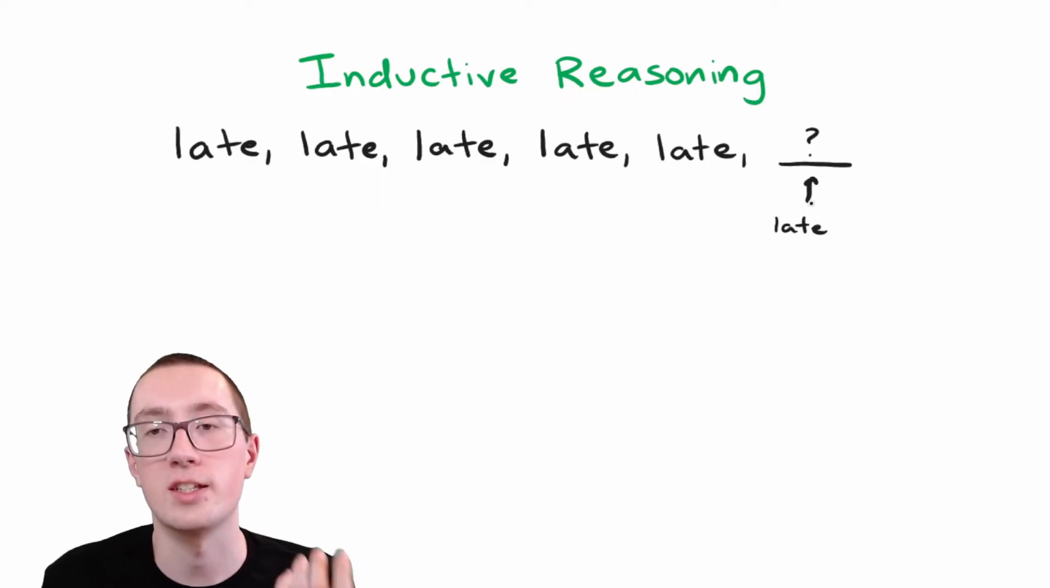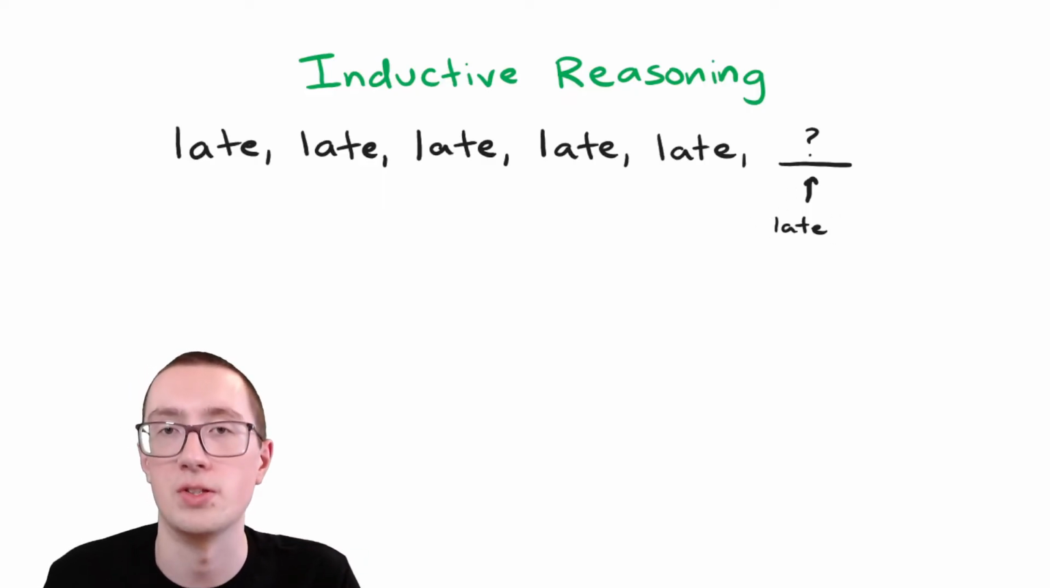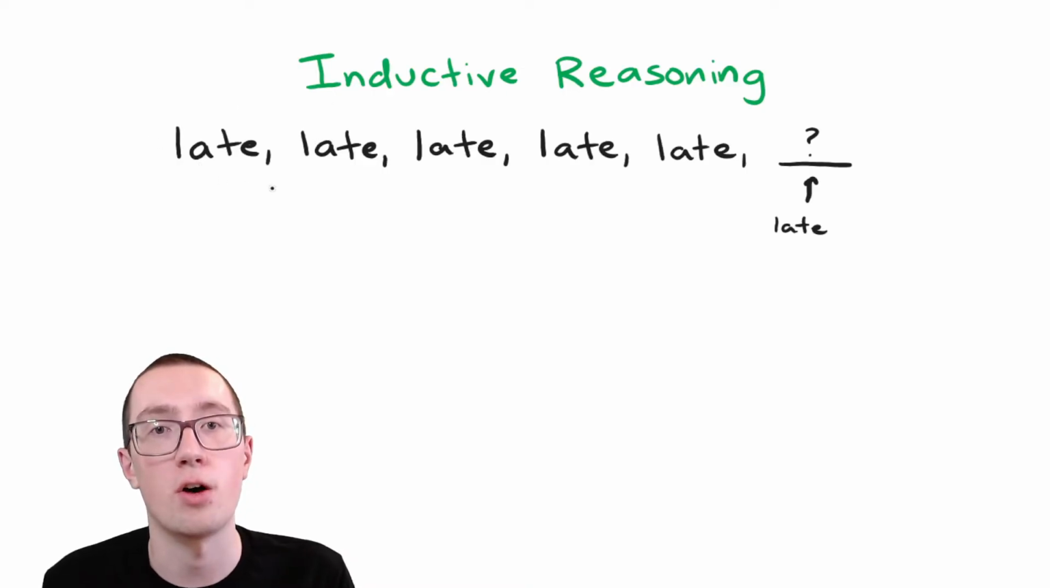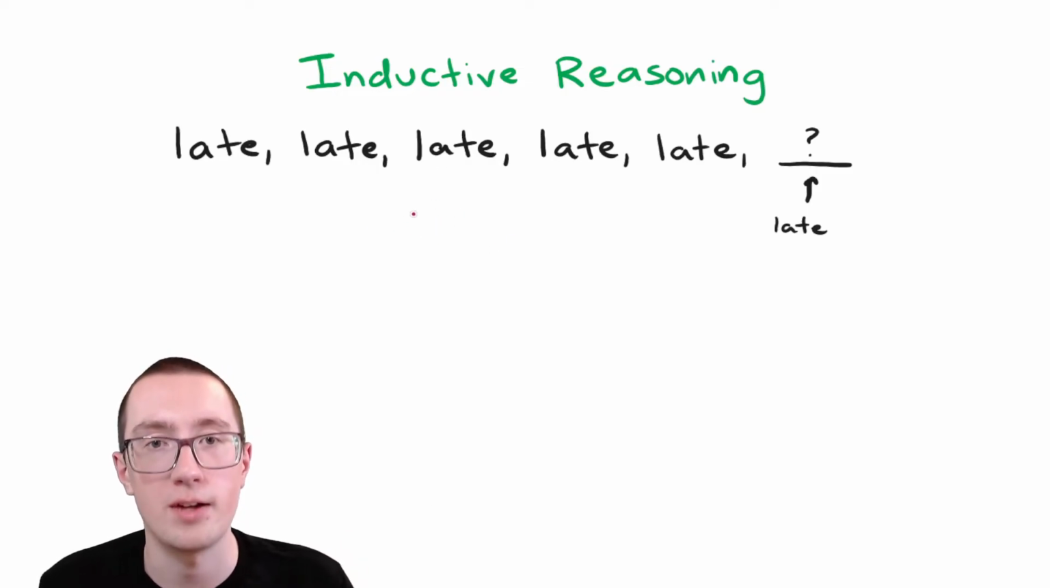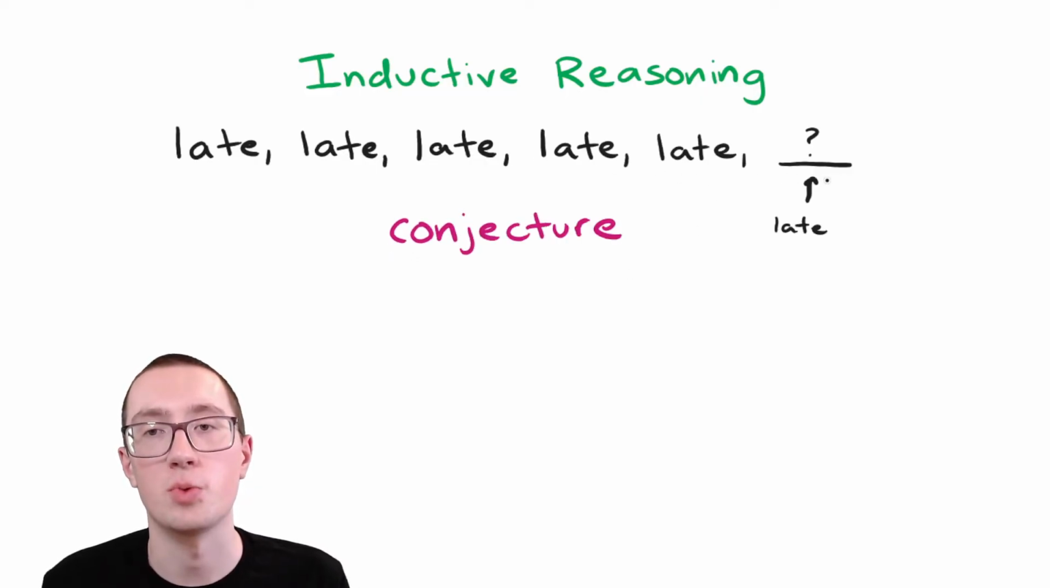But there's always a chance that he comes on time. So you can't actually prove that he's going to be late. You're just basing that off of the pattern that seems to show that that's what's most likely going to happen. Whenever you make a statement like this that isn't provable but is based on a pattern, that's called a conjecture. So based on this, my conjecture would be that this student is going to be late for the next class.